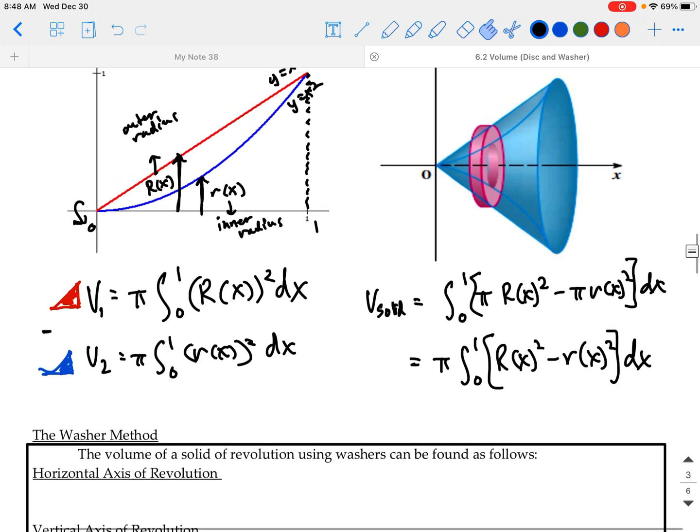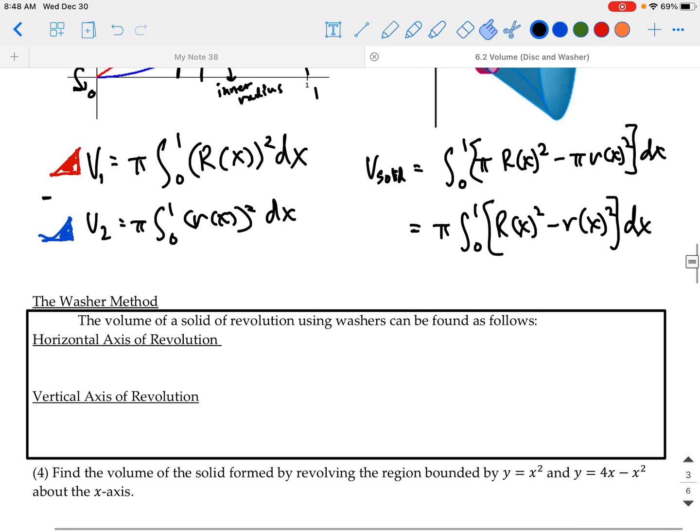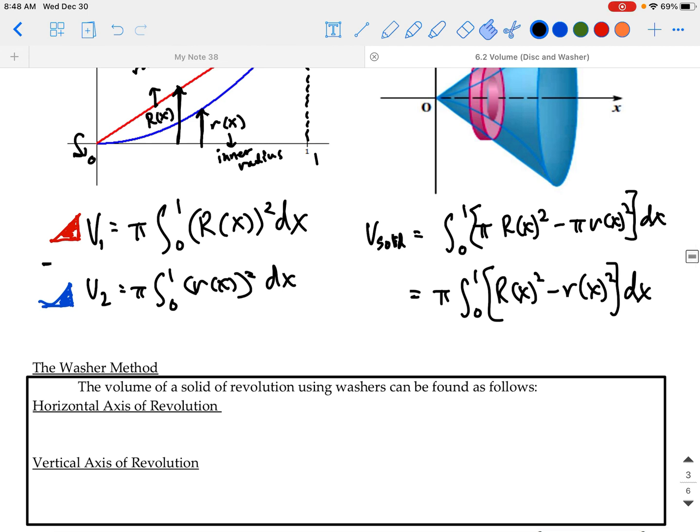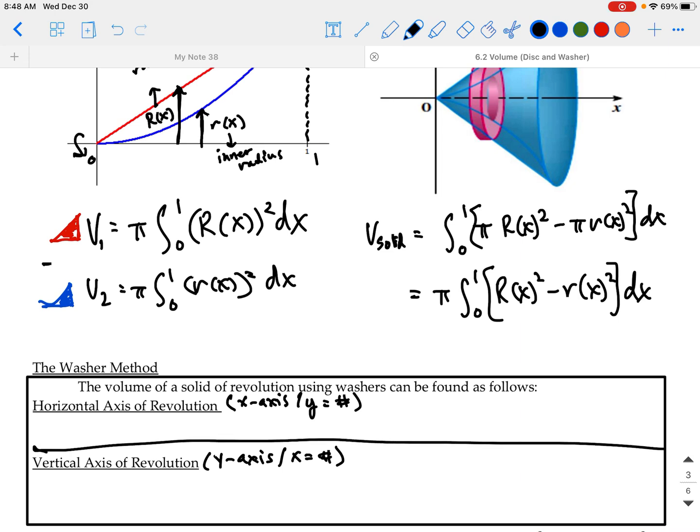Now we still need to interpret the axis we're rotating about, because clearly we're just using a modified version of the disk method. So we'll note horizontal axis is still rotating about the x-axis or some line y is equal to a number. And then vertical is going to be a y-axis revolution or x equals a number as a line. So what we get for the horizontal case is going to be, again, what we wrote below or above.